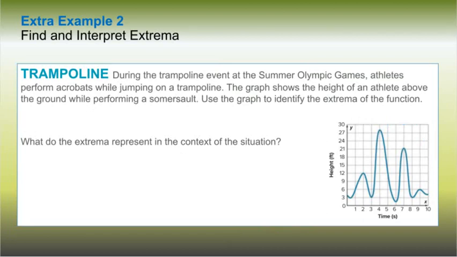Next part. During the trampoline event at the Summer Olympic Games, athletes perform acrobatics while jumping on a trampoline. The graph shows the height of an athlete above the ground while performing a somersault. Use the graph to identify the extrema of the function and what do the extrema represent in the context of the situation. So let's first deal with maximums.